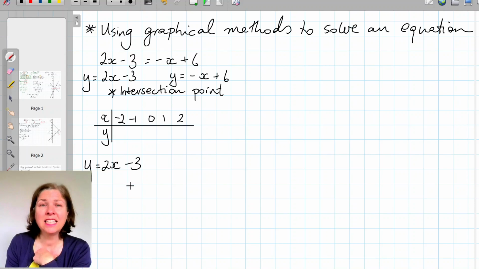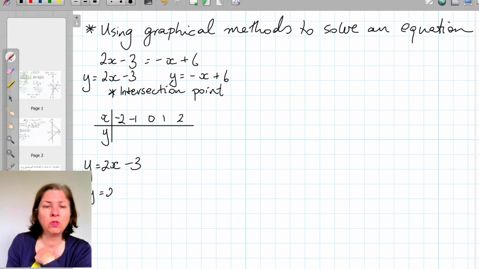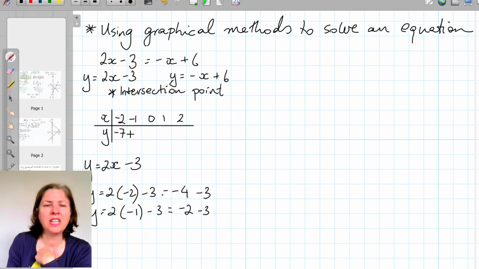So when x is negative 2, y equals 2 times negative 2 minus 3. And that gives me 2 times negative 2 is negative 4, minus 3 gives me negative 7. For my next one, when x is negative 1, y equals 2 times negative 1 minus 3, which equals negative 2 minus 3, which is negative 5. So I pop that into my table.